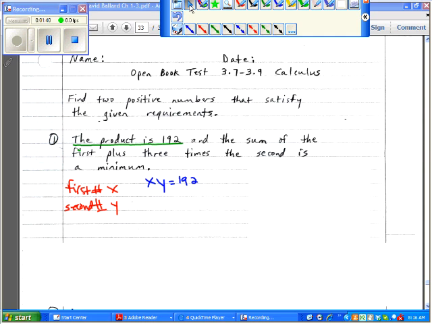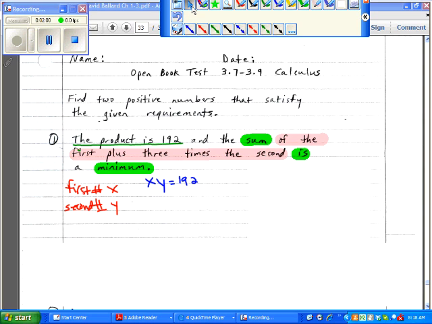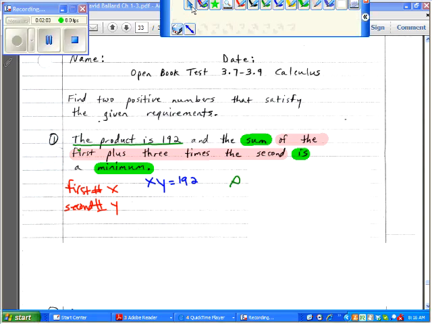And then it says the sum is a minimum. Now, we want to focus on the sum is minimum. That's what we're trying to minimize, the sum. But it says the sum of the first number and 3 times the second number. So I'm going to write it in green. Sum is, and we're wanting to minimize that. And the sum is expressed as the first number x plus the 3 times the second number y.